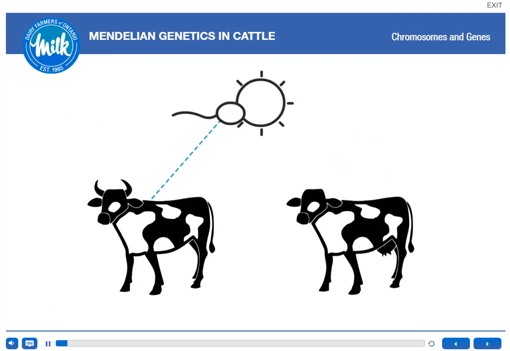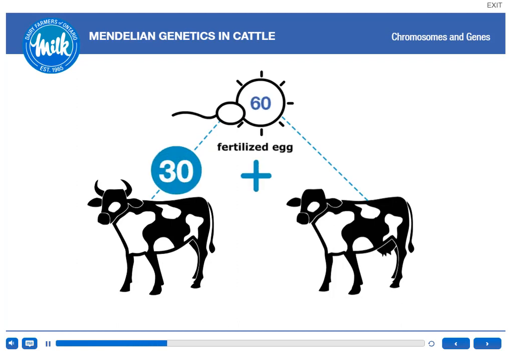When a sperm from a bull or sire and an egg from a cow or heifer unite, the resulting fertilized egg, zygote, will have 60 chromosomes. So 30 chromosomes come from the sperm and 30 come from the egg.